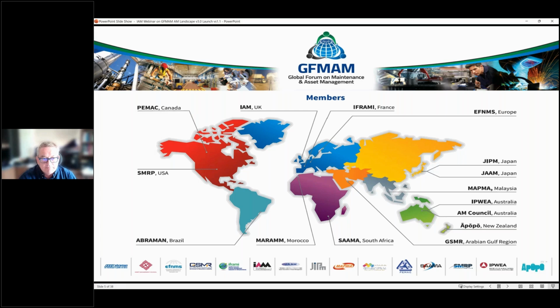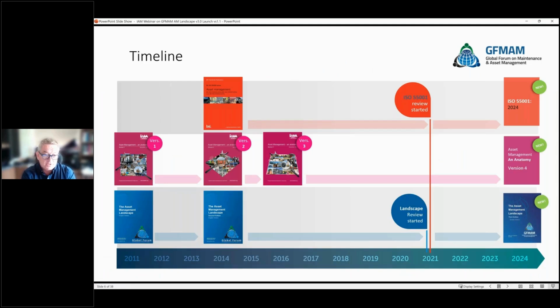In terms of those 3 documents, the original landscape was published back in 2011, along with the first version of the IAM anatomy. They were both refreshed when ISO 55000 was originally published back in 2014. So there was an alignment exercise there to make sure that both the landscape and the anatomy reflected the thinking that was embedded in the international standard. The anatomy underwent another refresh around 2016. And then about 3 years ago, both the ISO 55000 and the asset management landscape review started.